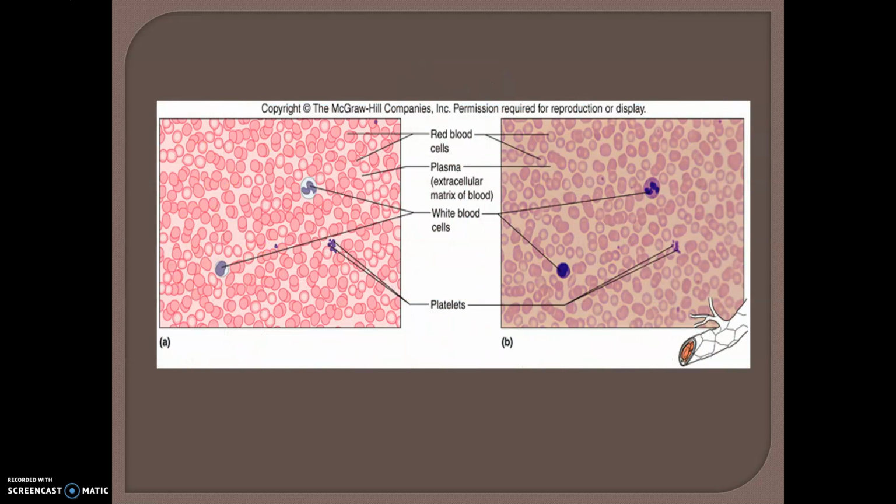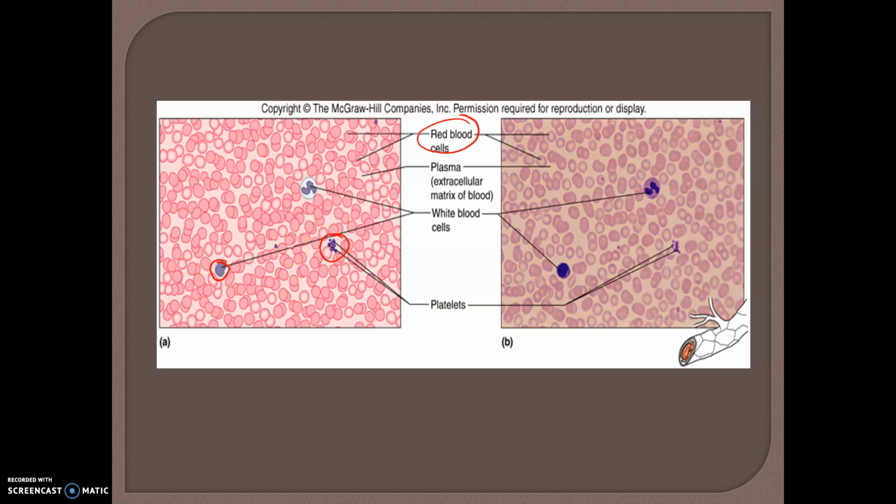Okay, so when we're looking at blood under the microscope, we're going to see a couple different things. These little pink circles are going to be our red blood cells here. Our plasma is actually the matrix of our blood. So you can see all the space in between each red blood cell, that is going to be our plasma. Our white blood cells are going to show up some purple right here. And then when you see a little splatter on the screen, that is actually our platelets right there.